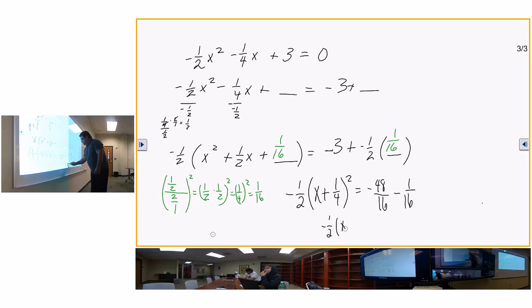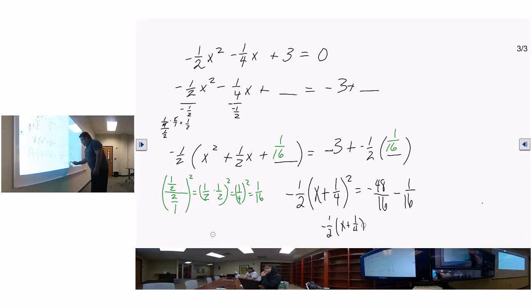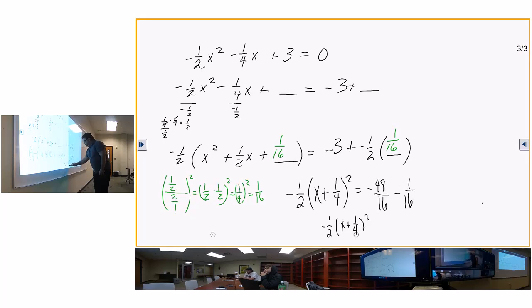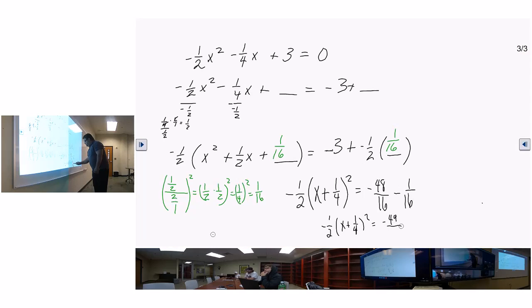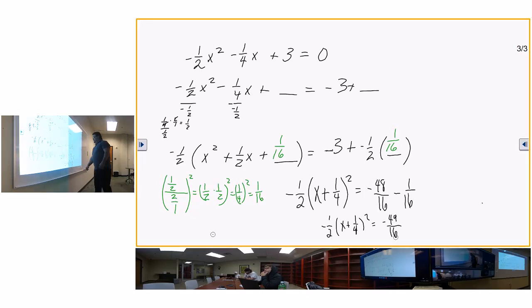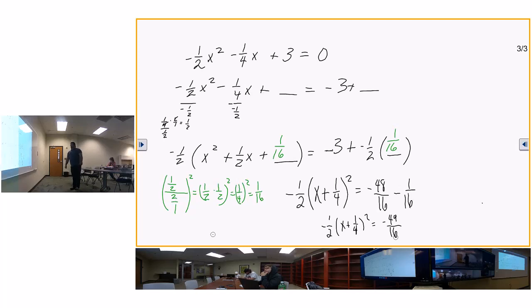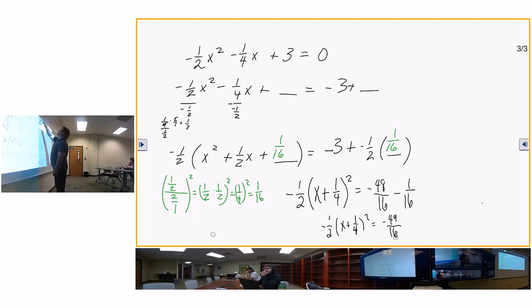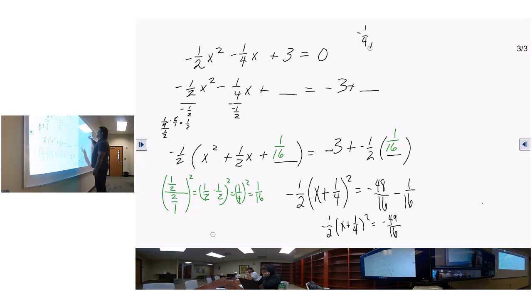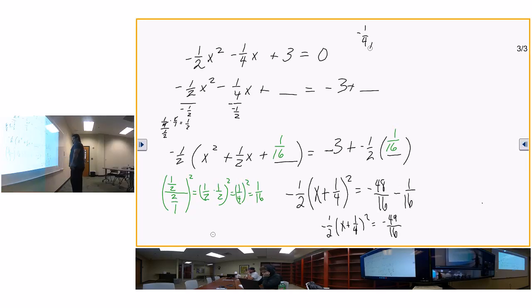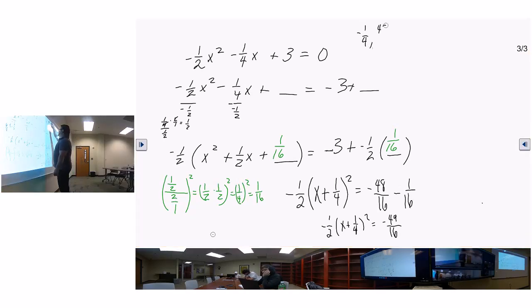Times x plus 1/4 quantity squared is equal to negative 49 over what? Oh my gosh, there's no way I could get that to come out better. Oh, shoot, it's not, because of the 2 term. I suck. All right, so the vertex is -1/4, comma, +49/16. That's our vertex.